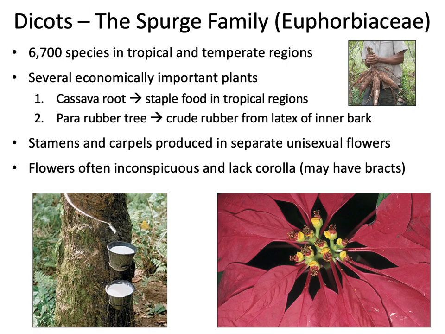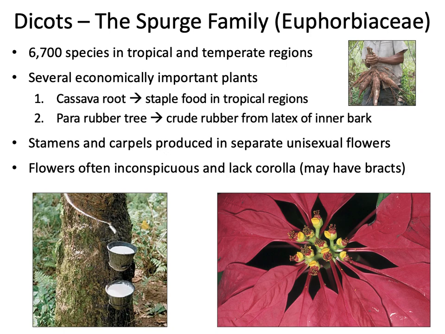Next up is the Euphorbiaceae, which is the spurge family. Many of you probably have never heard of the spurge family, but it's quite large. There's 6,700 species approximately, and it's concentrated in tropical regions, but we also have many native right here to California, which is a more temperate region.